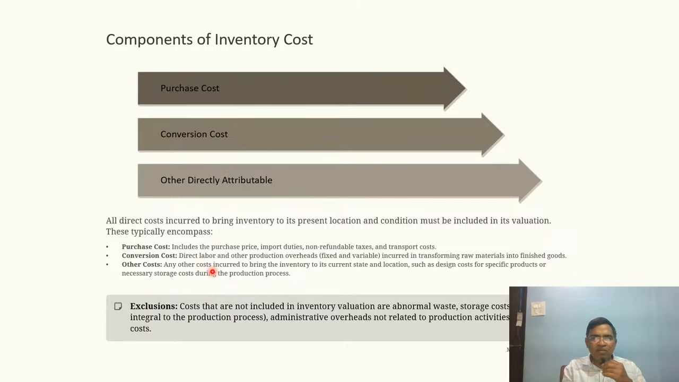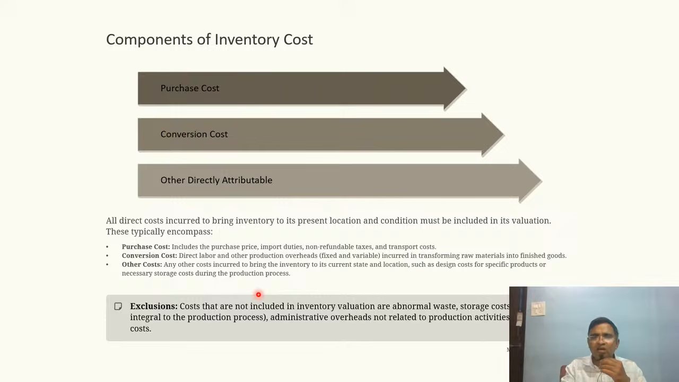Conversion cost is direct labor with overheads, fixed and variable, incurred in transforming raw material into finished goods. When the material is processed from raw material to finished goods, whatever overheads happen, that is called conversion cost. Whereas other cost is any other cost incurred in bringing the inventory to its current state and location, such as design cost for specific products, or necessary storage cost during the production process. These are the other costs apart from purchase cost and conversion cost. These are called other cost.